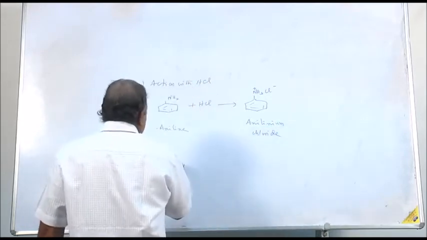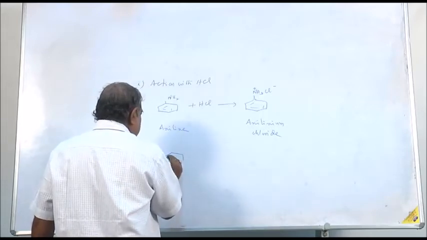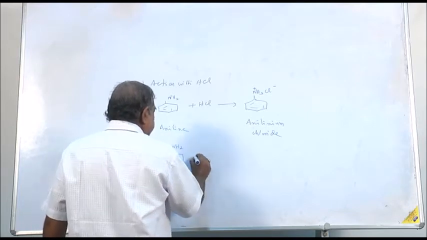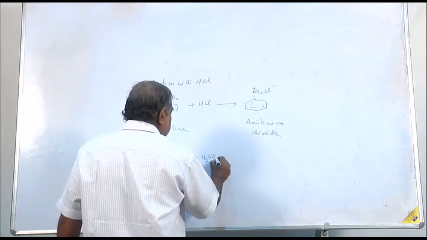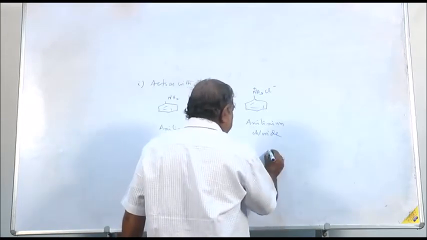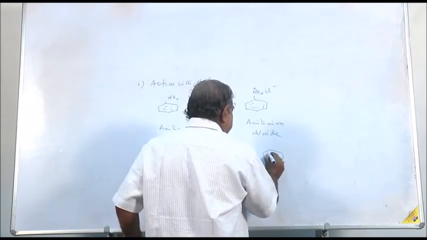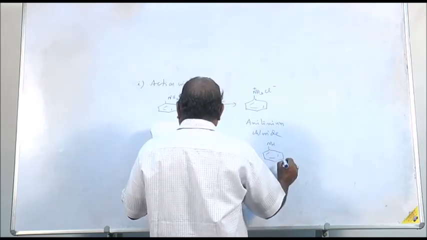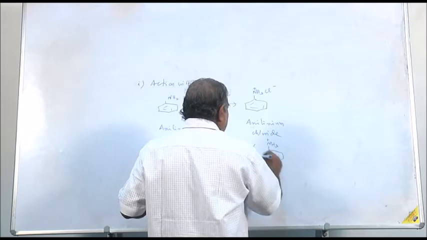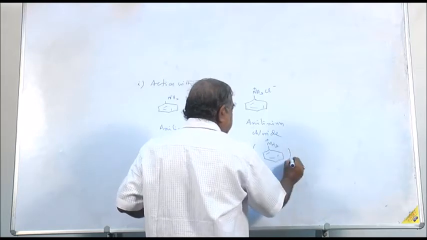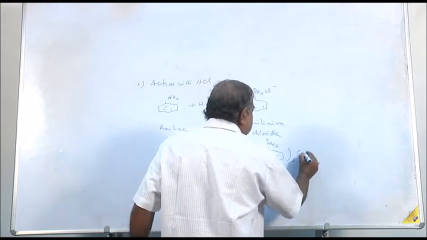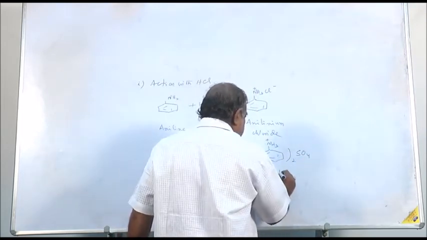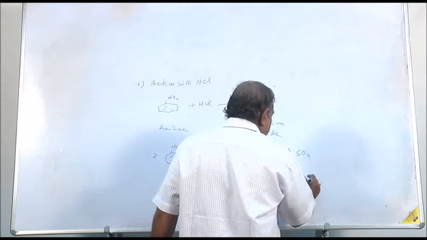Similarly, it also reacts with sulfuric acid to form an addition compound, with two molecules of C6H5NH3+ here, because sulfate is 2 negative. So this is your anilinium sulfate.